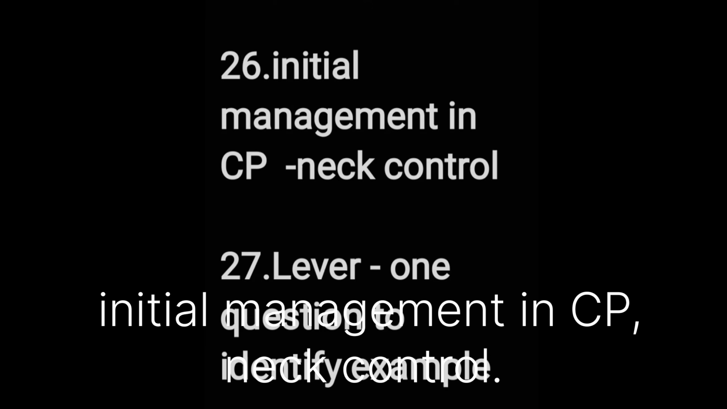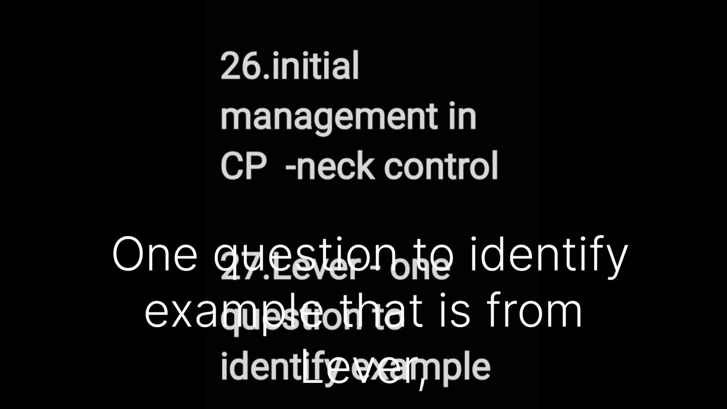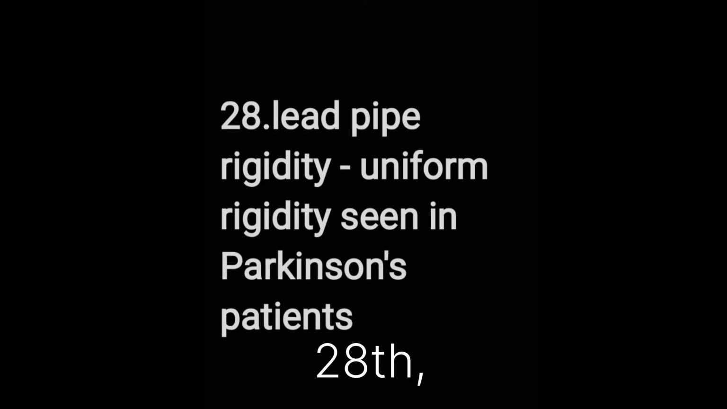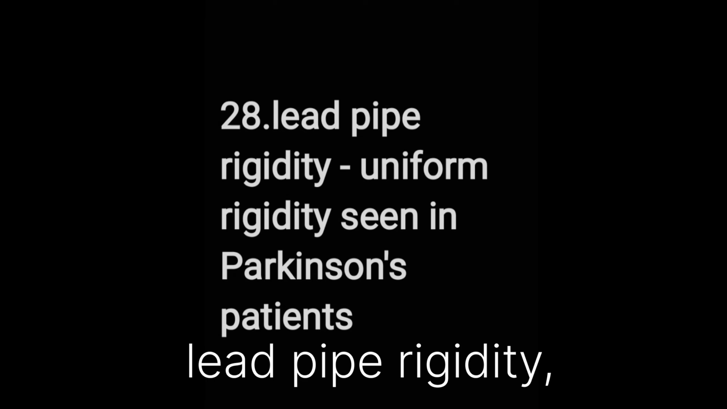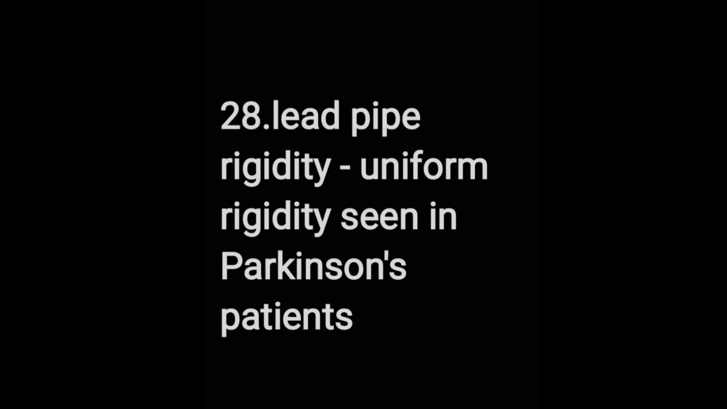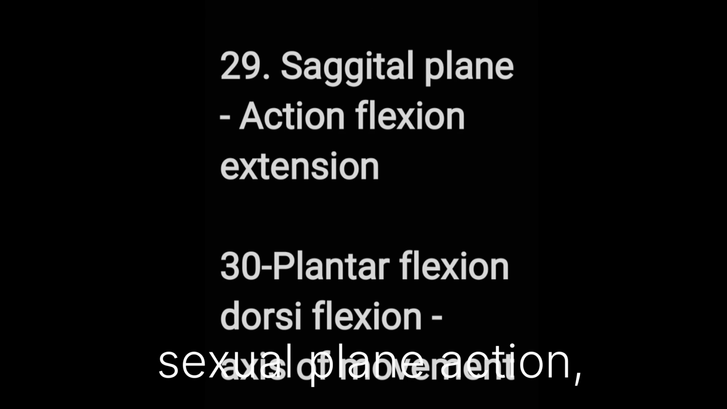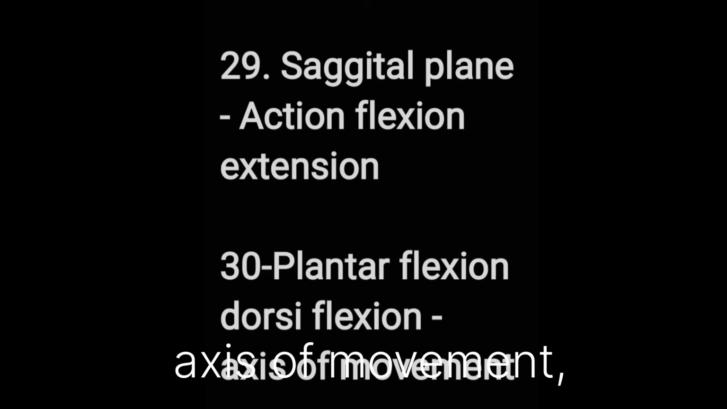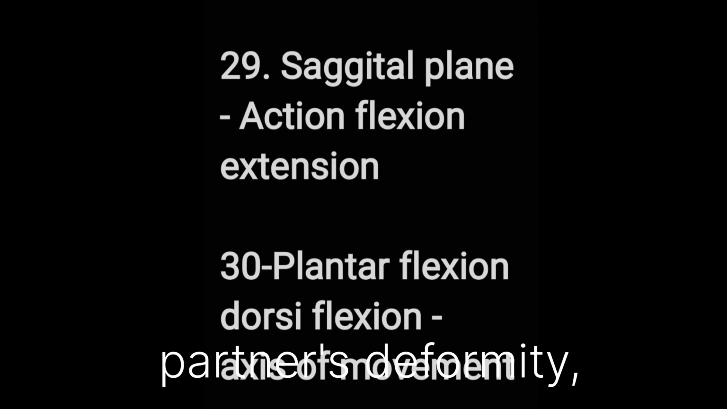26. Initial management in CP, neck control. 27. One question to identify example, that is from liver. 28th, lead pipe rigidity. Uniform rigidity is seen in Parkinson's patient. Sagittal plane action, flexion, extension. Plantar flexion, dorsiflexion, axis of movement.